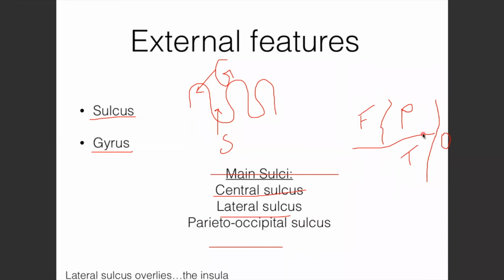Another thing that's very important is that below the lateral sulcus there's a specific lobe called the insula. The insula is exactly under the lateral sulcus. It's just very important to know this fact, and it's very commonly asked about. Below the lateral sulcus, what do you find? The answer is that below it, you'll find the insula.